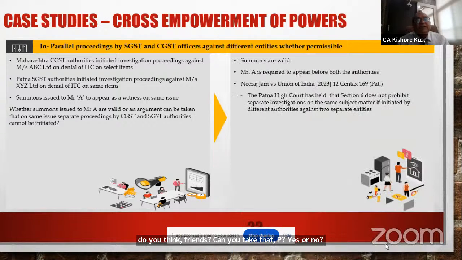No, friends. Mr. A cannot take that plea. Summons are very well valid. Section 6 bars proceedings by different authorities on similar matter against the same assessee. In this case, the assessees are different. CGST authorities are doing an investigation against ABC, and state authorities are doing investigation against XYZ Limited. Mr. A is only a person to whom the summons have been issued to appear as a witness. He is bound to appear before both the authorities.